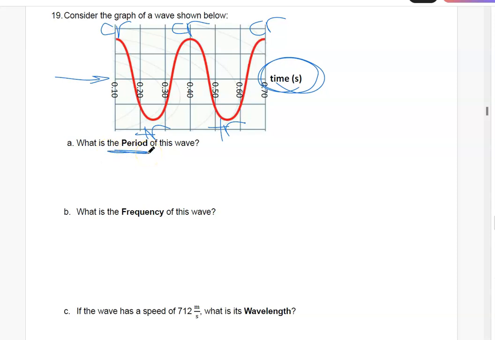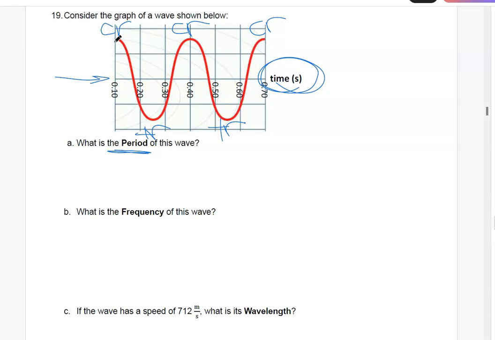Well, you're not going to be doing some calculation from frequency. You're literally going to measure it. And you can measure it, whatever repeating unit of a wave you spot here. So you can go crest to crest. You can go trough to trough.